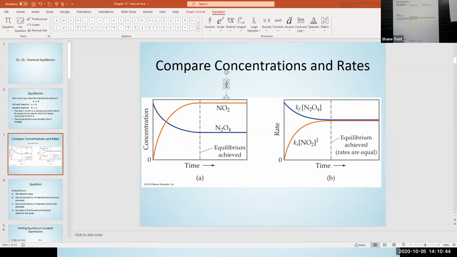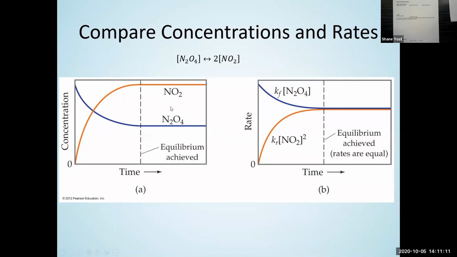Our equation here is N2O4 going to 2NO2. So that's our chemical reaction. These are elementary reactions. It's directly describing what's happening, so the rate law is just the rate constant times the concentration of reactants, for the forward and the reverse reaction.